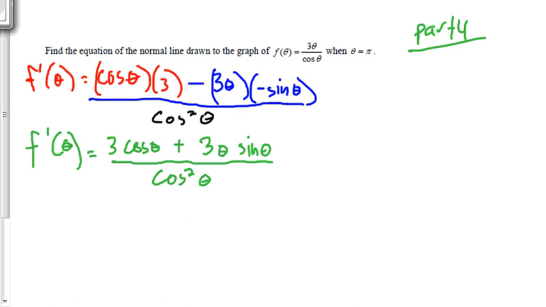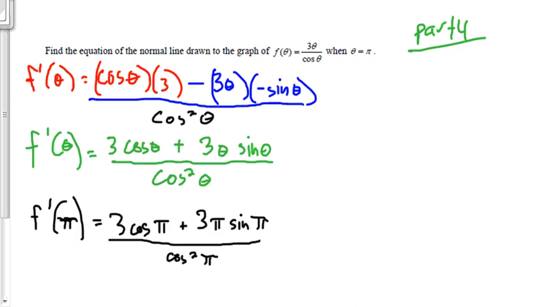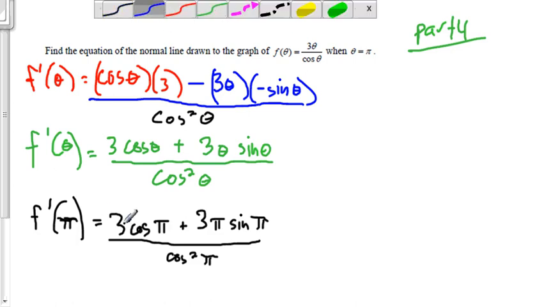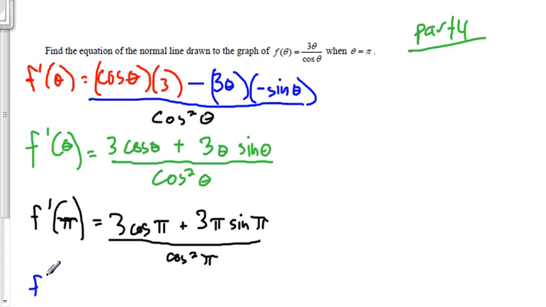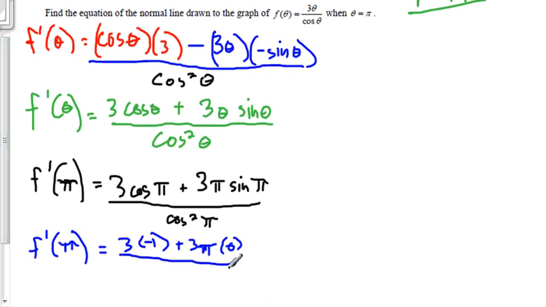I replace the theta, put in pi. So when I substitute that in, I get 3 times cosine of pi. I know the cosine of pi is going to end up being negative 1. So it's going to be 3 times negative 1 plus 3 pi times sine of pi. Sine of pi is 0. And I just said before that cosine of pi is going to be negative 1. Again, I know it looks like you square something first, but you have to take the cosine of pi, it's negative 1, then square it.